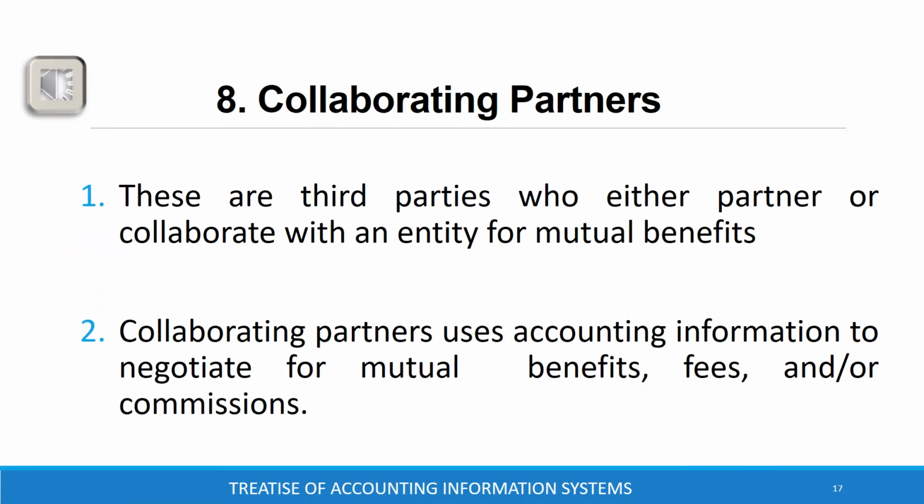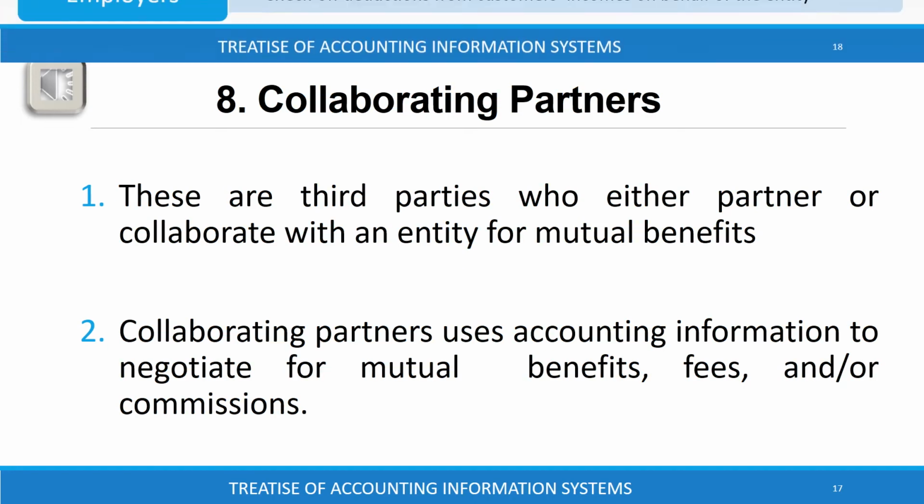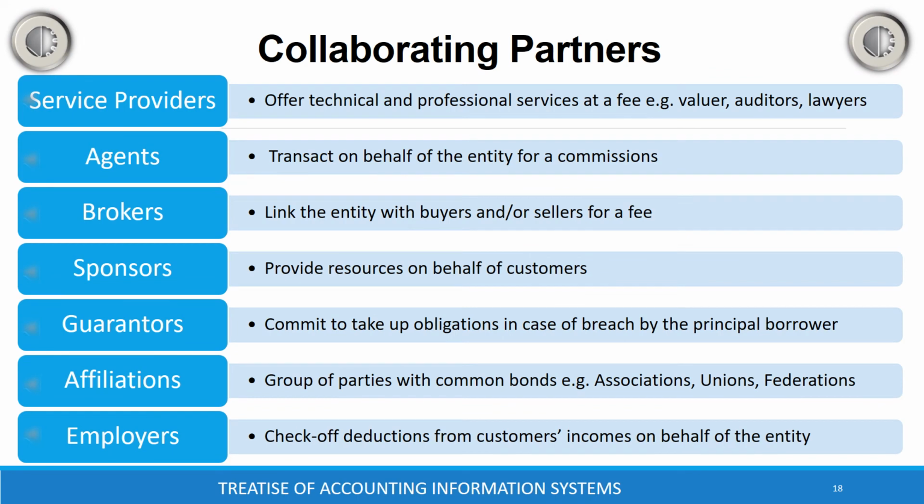The eighth category of users of accounting information are the collaborating partners. Collaborating partners are third parties who either partner or collaborate with an entity for mutual benefits. Collaborating partners use accounting information to negotiate for mutual benefits, fees, and commissions. Some of the collaborating partners are service providers, agents, brokers, sponsors, guarantors, affiliations, and employers.